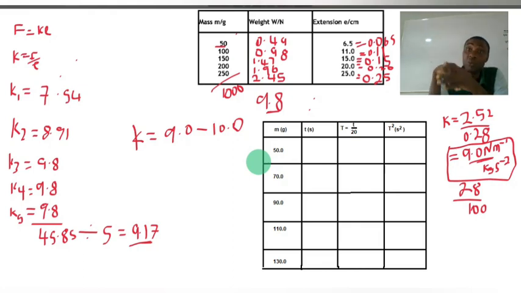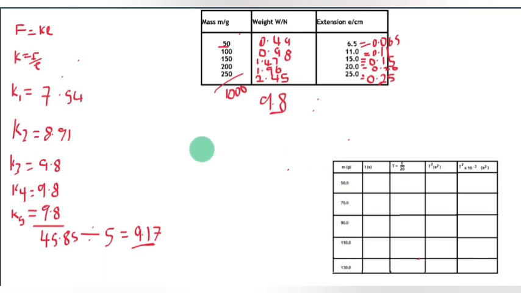Now we already know what the value of k is. Now let's go through the question, then we'll come back and do the manipulation. Okay, so having known the value of k, I'm going to choose the value of k of 9.17.